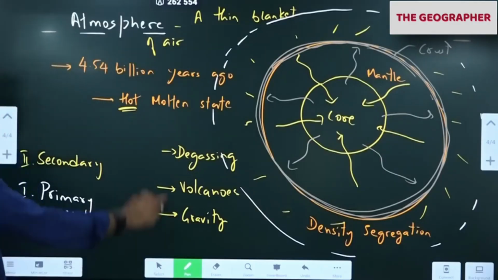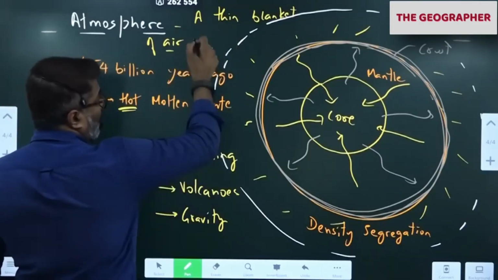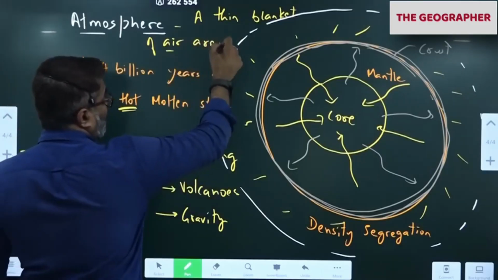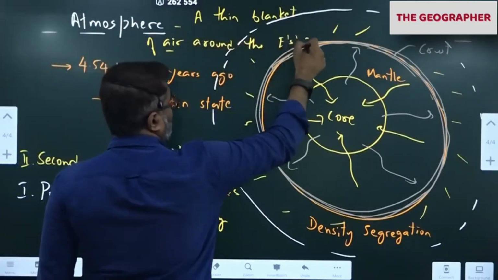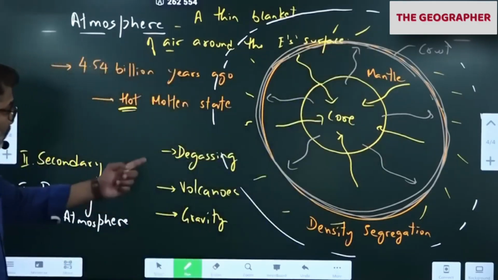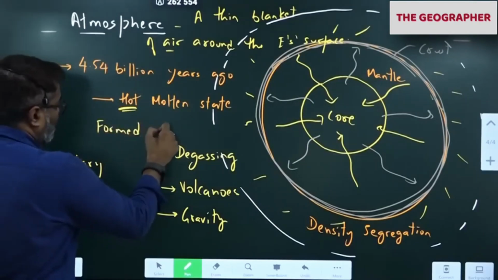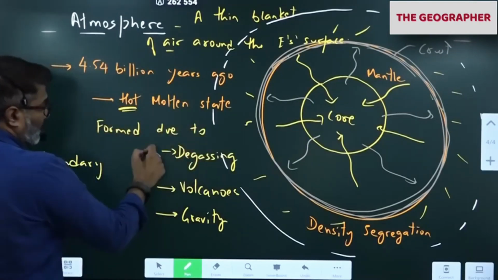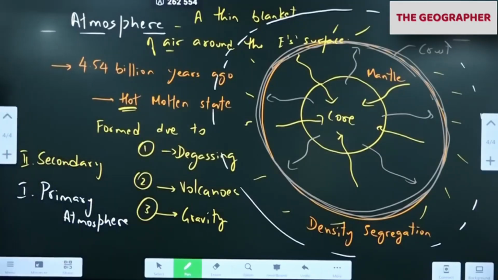So what is atmosphere? A thin blanket of air around the Earth's surface. Please write this down: around the Earth's surface, formed due to degassing, volcanic activity and gravity.